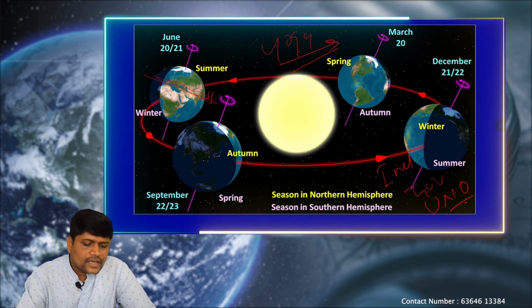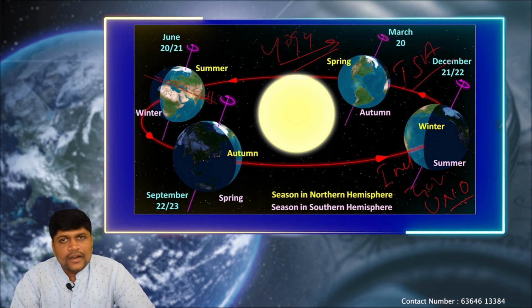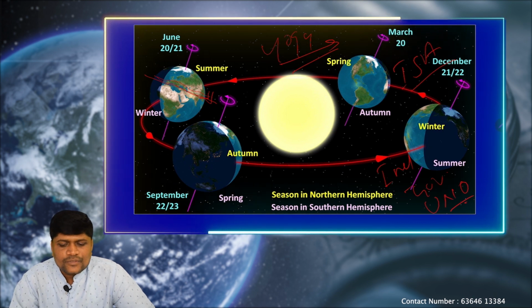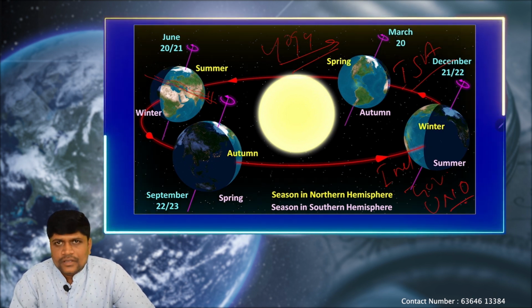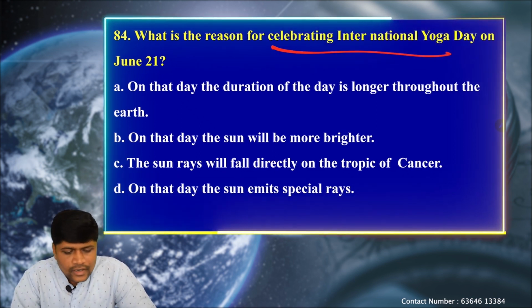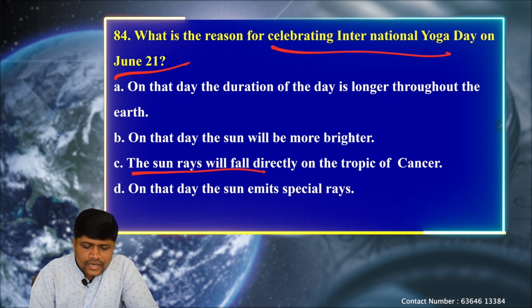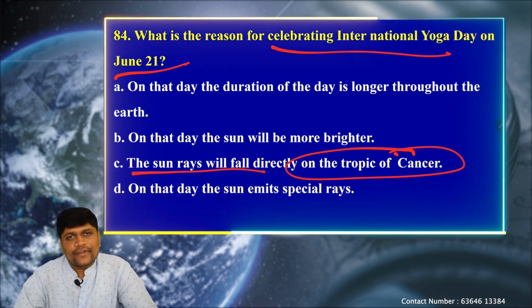Again, among the countries residing in the tropical areas, India is taking the leadership in the International Solar Alliance. That means producing more green energy from sunlight. So, International Yoga Day is celebrated because of June 21st. On the day, sun rays will fall directly on the Tropic of Cancer.